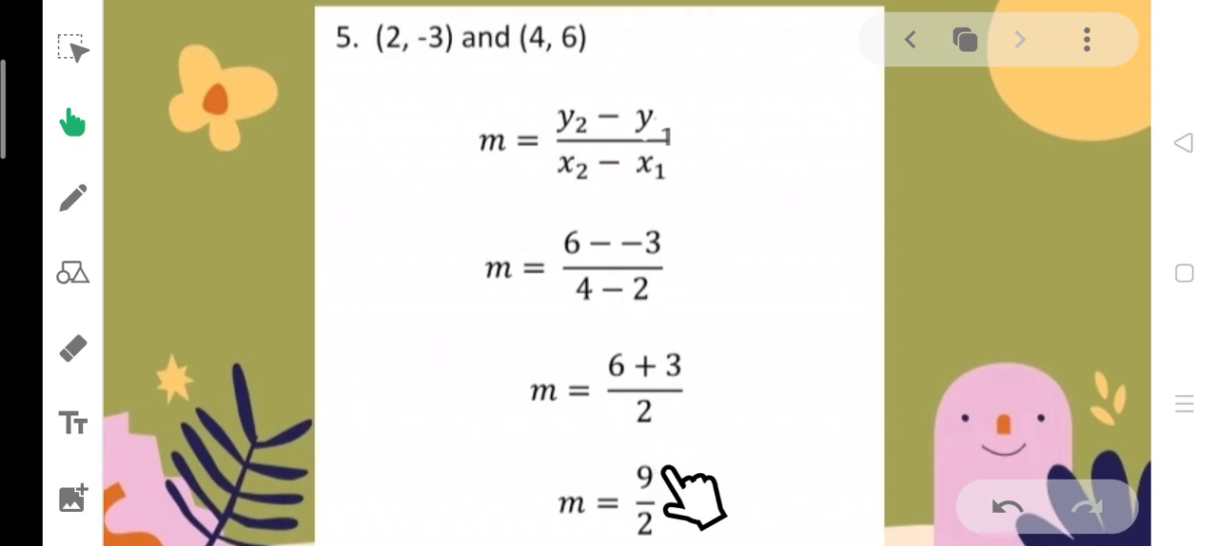So, this is the slope of the line. Since this is positive, meaning the line goes upward to the right.